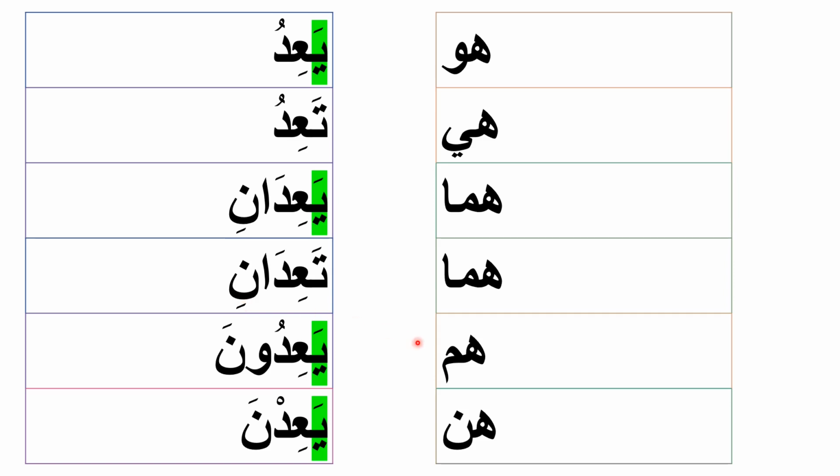Feminine dual. هم يعدون. They promise. Masculine plural. هن يعدن. They promise. Feminine plural. In general, the letter ya at the beginning of a verb is a prefix that indicates you are talking about someone.